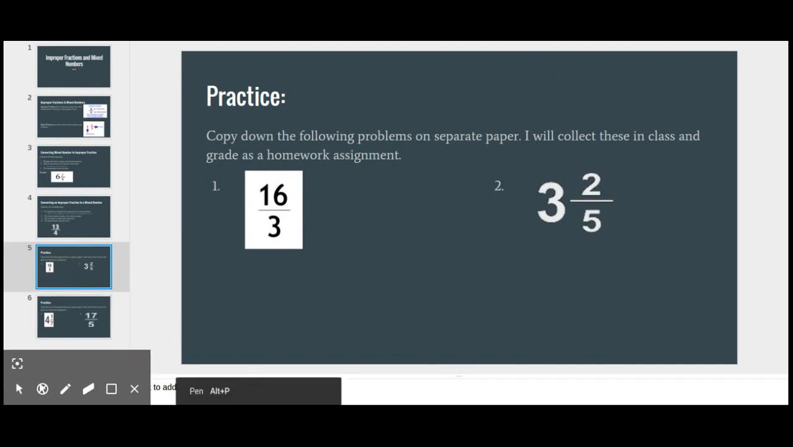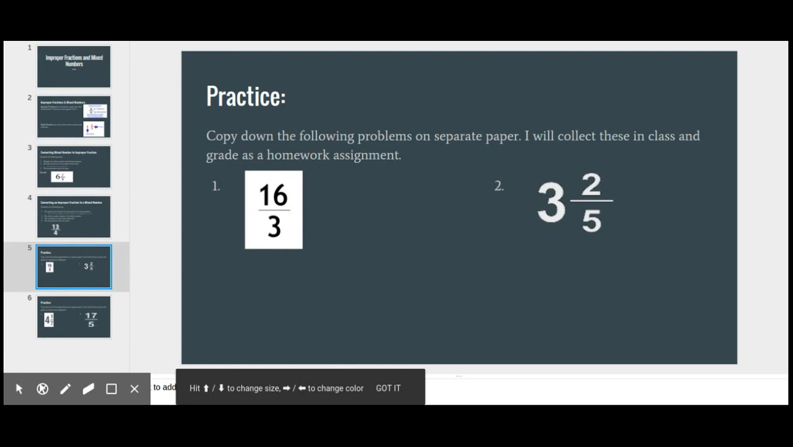Now we're going to continue practicing with these two examples. Make sure that you copy them down on separate paper. We will collect these and grade them as a homework assignment.